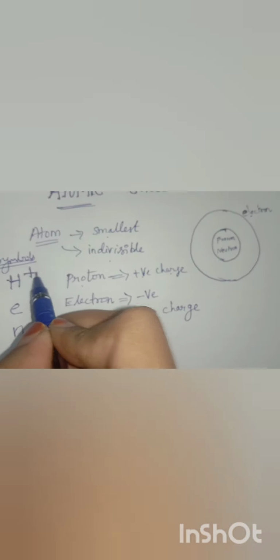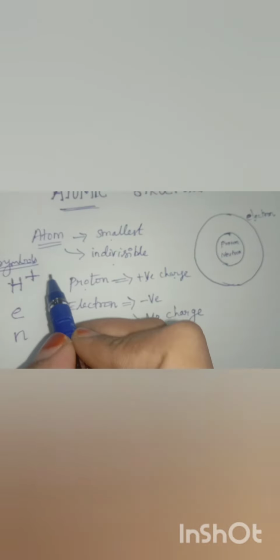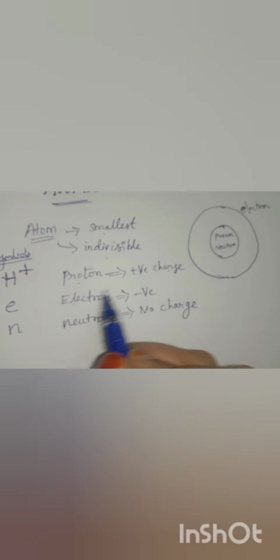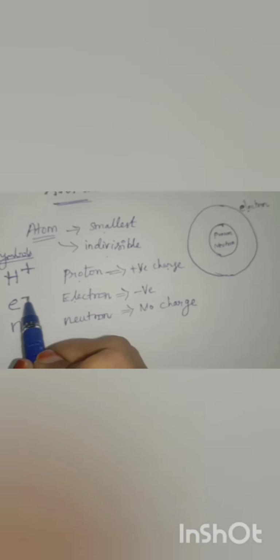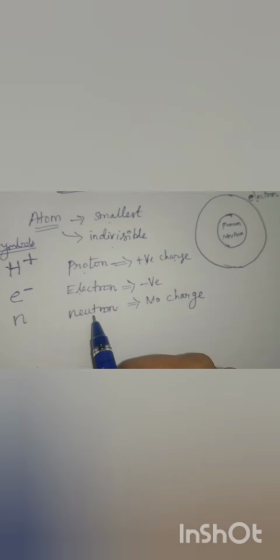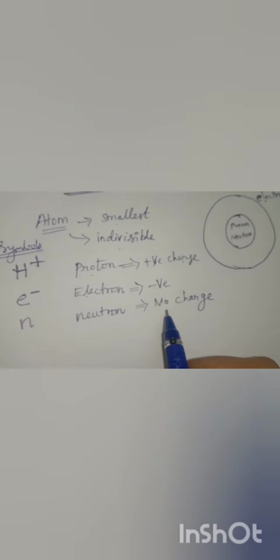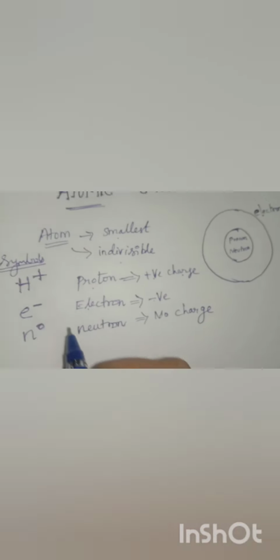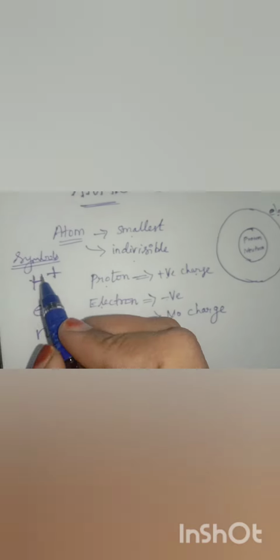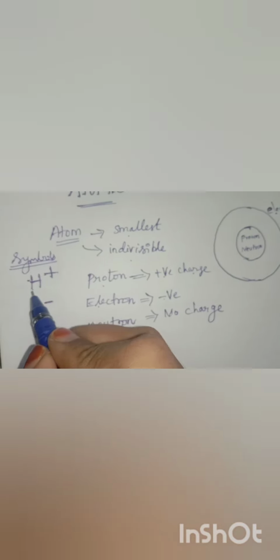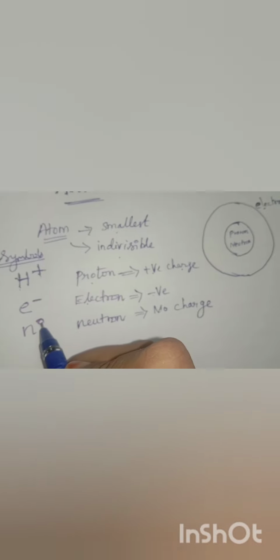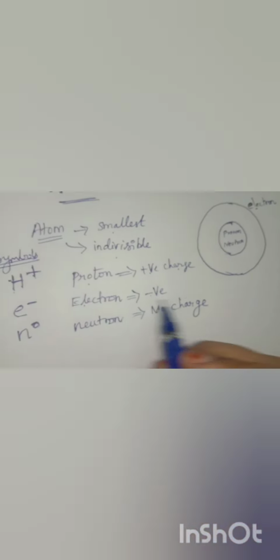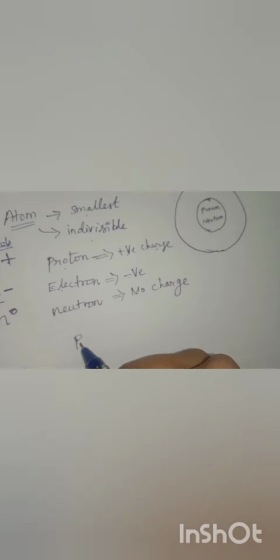Positive charge means we have to write what symbol here? Plus. Electron, what charge did I say? Negative charge. So negative charge means what symbol do you have to write here? Minus symbol. Neutron, what charge did I say? It is not having any charge, so you have to write 0. So, depending upon these symbols, proton is positively charged, electron is negatively charged, and neutron is not having any charge.